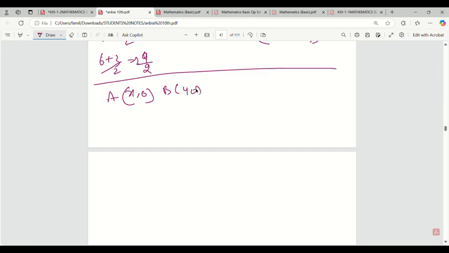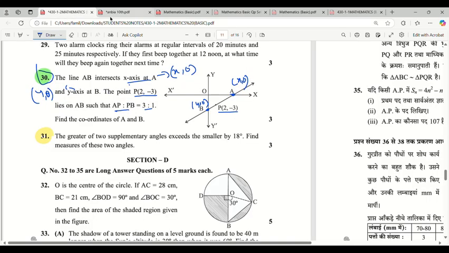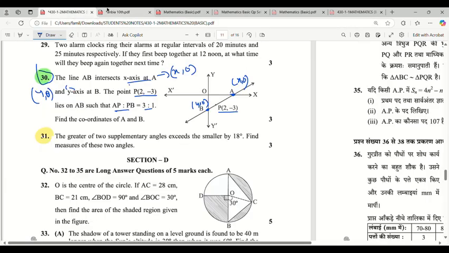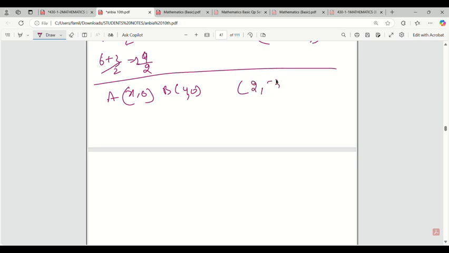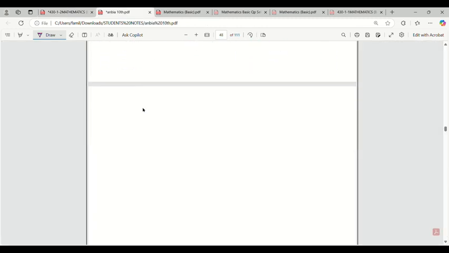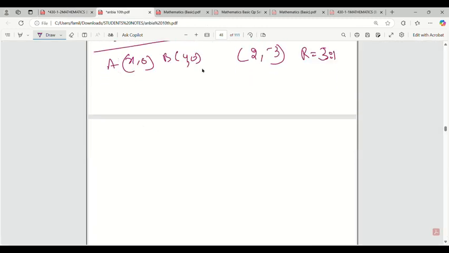See, x comma 0 is A. What is B? y comma 0 is B. How are you going to solve it? The point of section is already given: the point which is dividing the line segment is 2 comma minus 3. What is the ratio given? The ratio is 3 is to 1. Use the section formula.